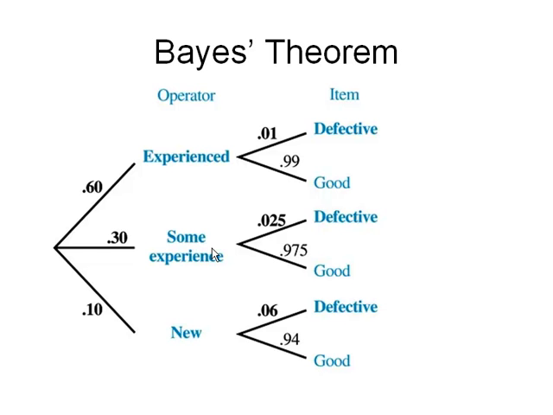So if you have some experience in your operator and he produces defective 2.5% of the time, that means that 97.5% of the time he'll do good. So your some experience operator can do defective or good, just like the experienced one could. Now, if you have a new operator, 6% of what he does is defective. That means that 94% is going to be good. So even though they didn't talk about good in the problem, I can actually fill that out on my tree diagram, because what these guys are going to produce are either going to be defective or they're going to be good, one or the other.